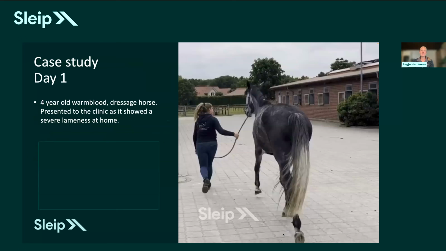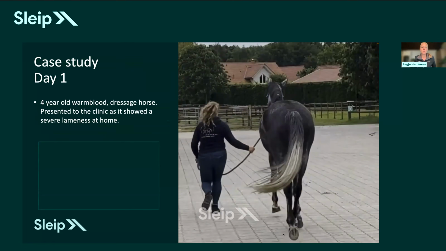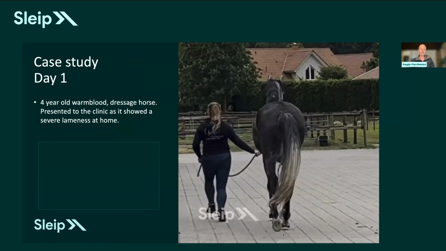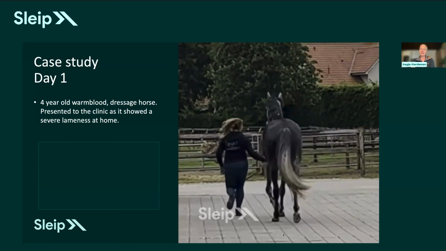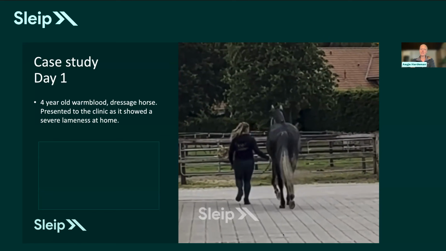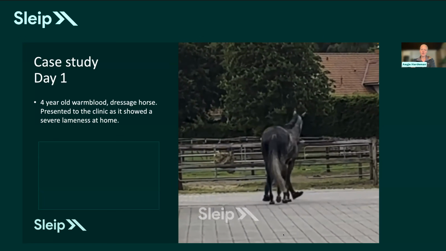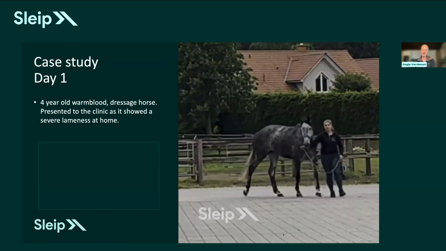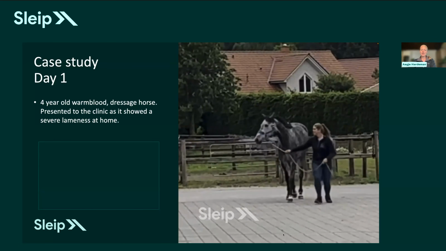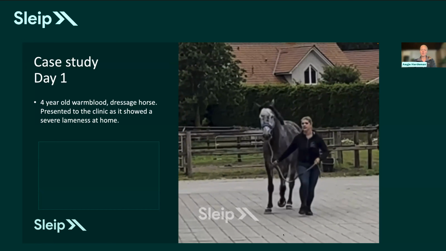To walk through that, I want to show you the first trot-up of this horse, which is a 4-year-old warmblood. It's a dressage horse, and it was presented to the clinic as it showed a severe lameness at home. Here you can see the video of the first trot-up on the first day. We are a very big group, so unfortunately we can't have a lot of interaction, but make your own opinion, have a look at the horse, and tell me what you think.